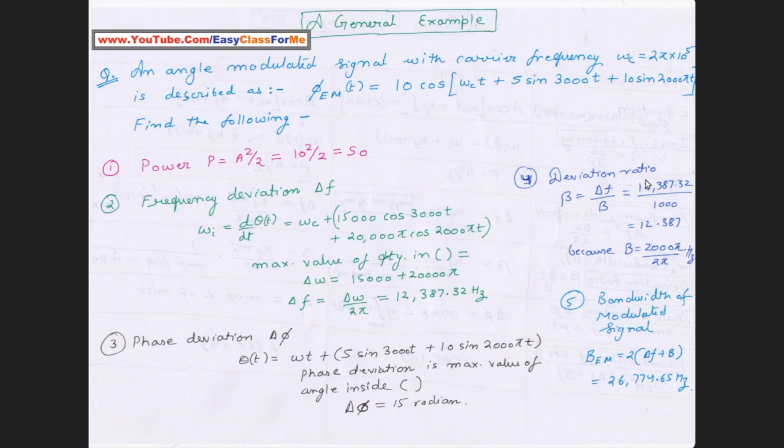Had it been the case for only sinusoidal signals alone, we would have called it something different. We have already discussed this in the previous video lecture. Then the bandwidth of the modulated signal, that is the exponential modulated signal, is twice of delta f plus B. So it's a very formula based problem, but here we have shown that even without knowing whether the signal is an FM signal, a PM signal, or any general signal in between, we can easily calculate all these parameters: power, frequency deviation, phase deviation, deviation ratio if bandwidth is given, and bandwidth of the modulated signal.